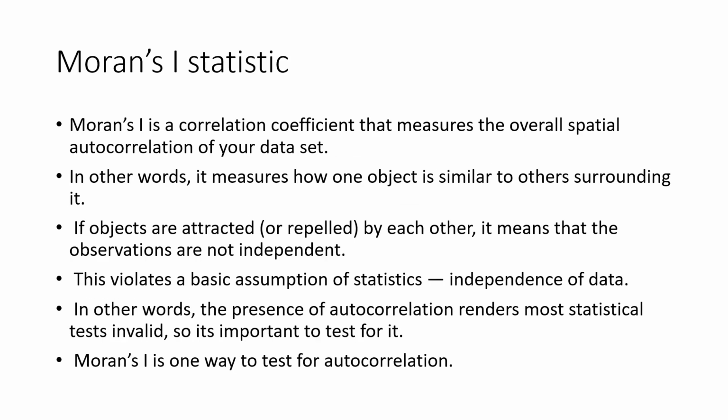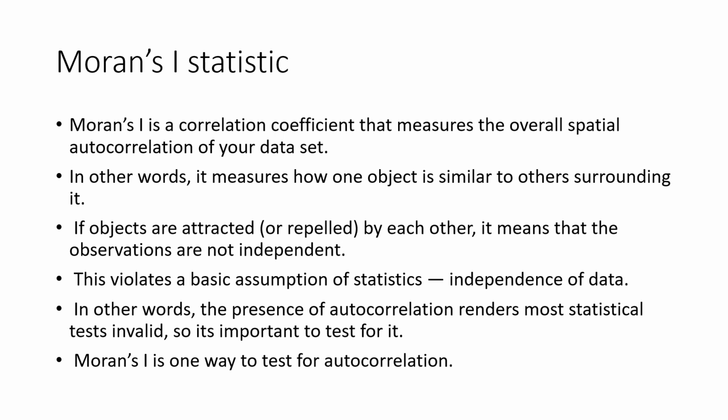With that, we move on to Moran's I statistic, which is another statistic to test for autocorrelation. It measures how similar one object is to others surrounding it. If there is autocorrelation, it means that observations are dependent on each other. This violates the basic assumption of statistical independence of data, or in other words, the presence of autocorrelation renders most statistical tests invalid.